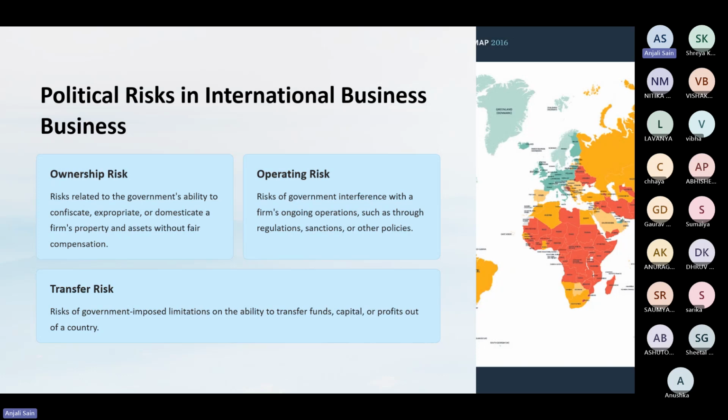ठीक है? नेक्स्ट कम्स द ऑपरेटिंग रिस्क, of government interference with a firm's ongoing operations such as through regulation, sanctions and other policies. अब political risk system में और क्या आ सकता है? They can impose some regulations and sanctions on me, on my operating units. ठीक है? जैसे कि मैंने किसी फॉरेन कंट्री में कुछ ऑपरेटिंग यूनिट स्टैब्लिश करी तो वहां की गवर्नमेंट टू हिंडर माय बिजनेस प्रैक्टिसेस वो क्या कर सकती है?